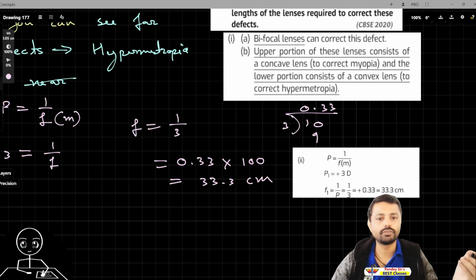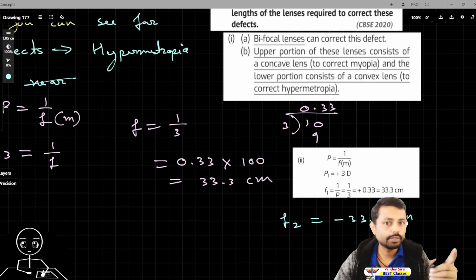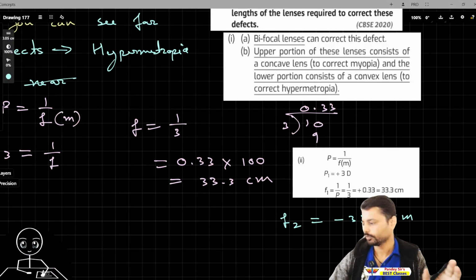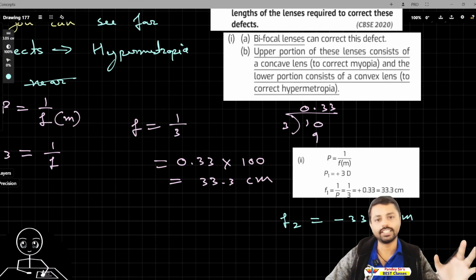Now what will be F2? Find the F2 by yourself. The answer for F2 will be minus 33.3 centimeter, but you have to calculate by yourself. So we solved this question and now we can go to the next question.